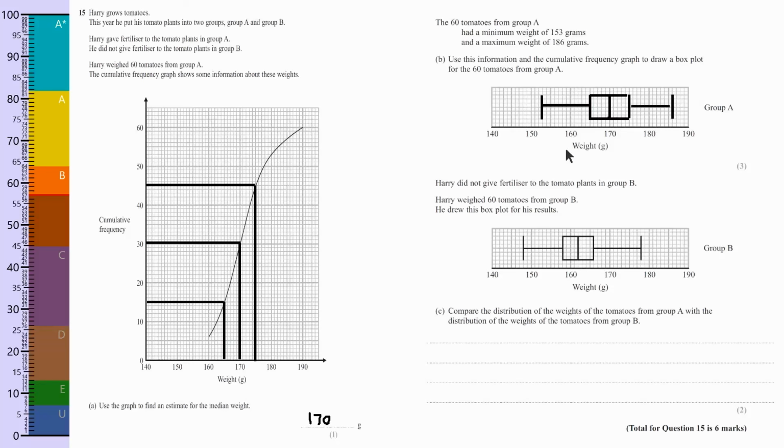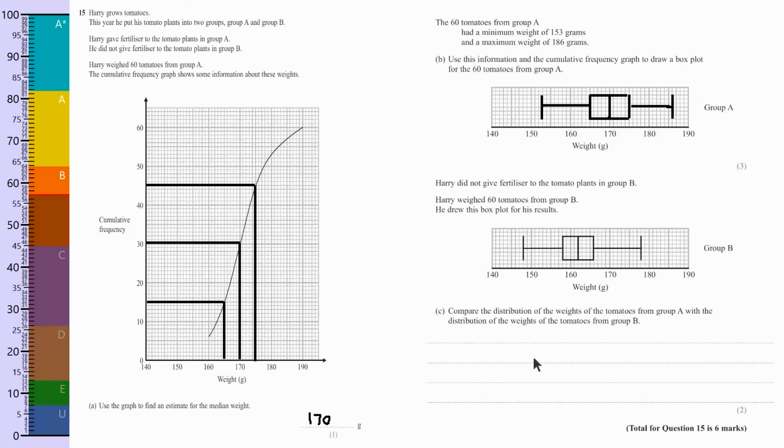And we'll see in a second whether those are correct points, but I'm pretty sure they'll be the same as the mark scheme. We could probably just tidy that up a bit, but okay, it says Harry did not give fertilizer to the tomato plant in Group B, and he weighed the 60 tomatoes from Group B. Compare the distribution of the weights from Group A, the distribution from Group B. Now there's always two things that you're comparing on these. You're always comparing medians and ranges.